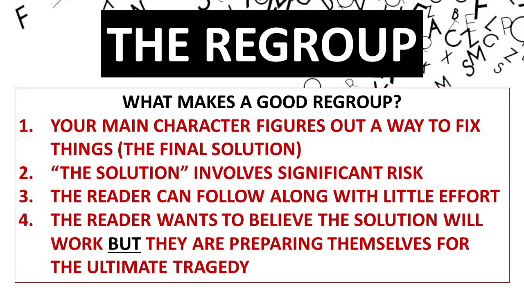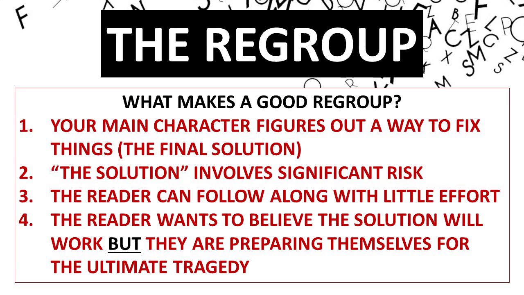And one thing I would caution you with writing solutions is that even if you have a very complicated solution and very complicated plot, you really need to make it clear in the regroup section of your book how you're going to solve this problem. And even if you keep a secret from your reader, like I do this a lot, so that they don't get that final solution until the very end, you should set it up so once they get the solution, they can follow along with little effort. You don't want to confuse them at the end.